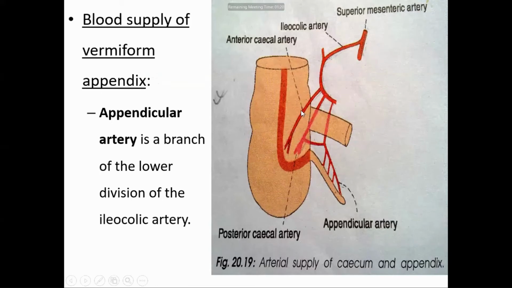The cecum is supplied by the anterior and the posterior cecal artery, branches of the ileocolic artery. The ileocolic artery is a branch of the superior mesenteric artery. And the appendix is supplied by the appendicular artery, which is a branch of the ileocolic artery. Again, the ileocolic artery is a branch of the superior mesenteric artery. Venous drainage: veins correspond with the arteries and finally drain into the superior mesenteric vein.